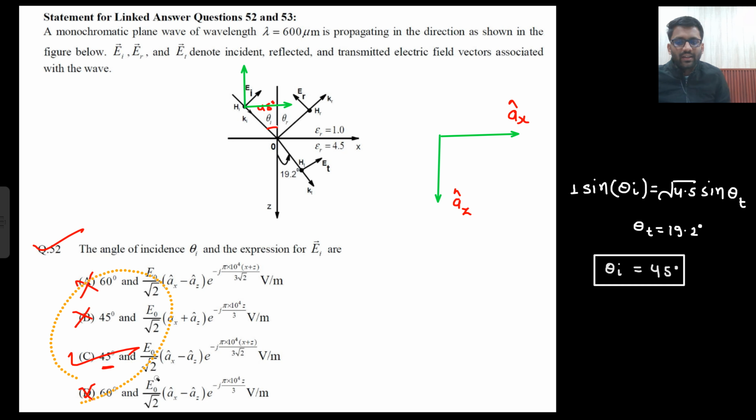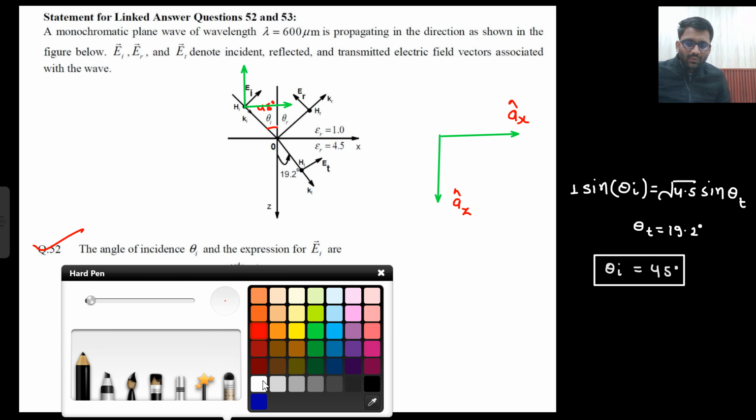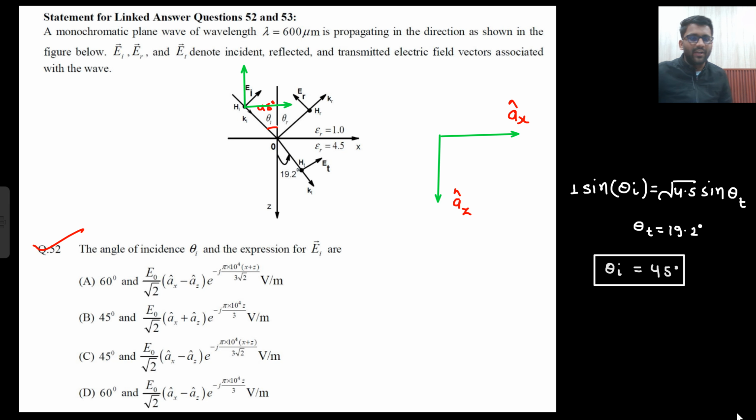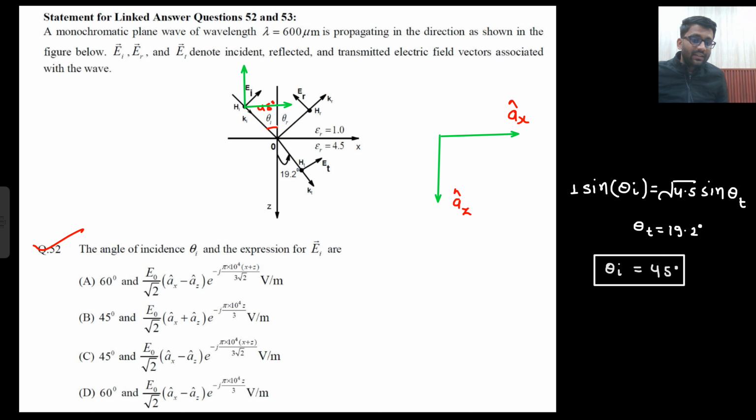But we can do it correctly as well. Let's do the solution of this question completely. So how will I write down the expression of incident electric field? My first point is to write down the magnitude, that is E naught, which is not given, but from the option I can get to know that magnitude would have been E naught. Then I will write down the direction. The direction is AX cap minus AZ cap.